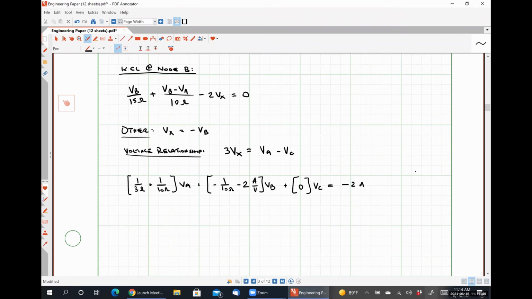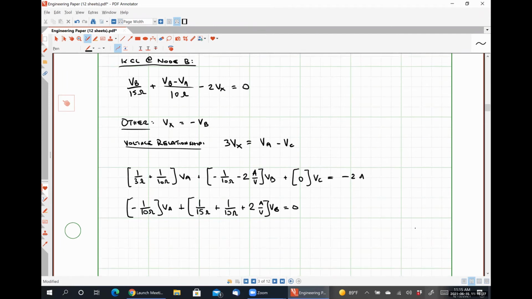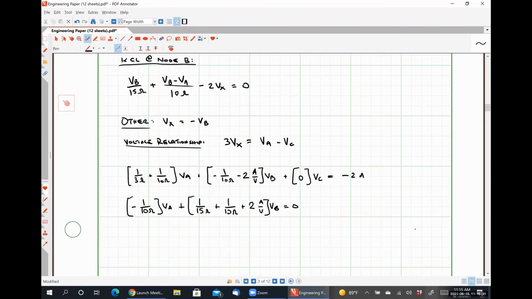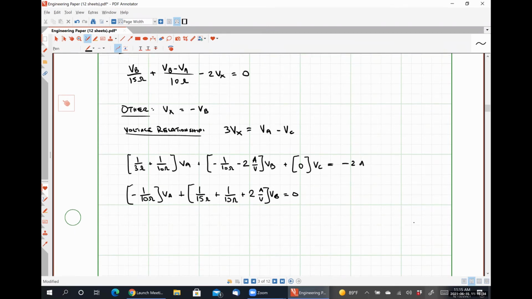For my second KCL equation, I'm going to have negative 1 over 10 ohms times VA plus 1 over 15 ohms times VB plus 1 over 10 ohms times VB plus 2 amps per volt times VB is equal to 0. And my third equation, which I would need to solve for VC, would tell me that VA minus VC is equal to 3VX. So that means I'm going to have a coefficient of 1 for VA.